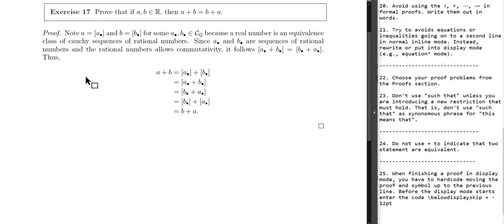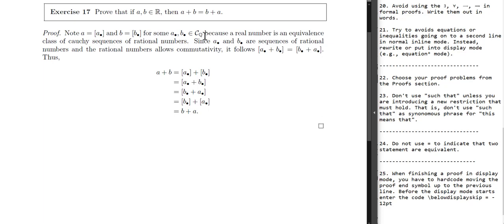All right, looks like we have the same type of problem, only this time we're dealing with the commutativity of the reals instead of the distributivity. All right, so let's see. Note, A equals A dot and B equals B dot for some A dot, B dot in CQ. Okay, that's absolutely correct. This is what we were saying in the last one.